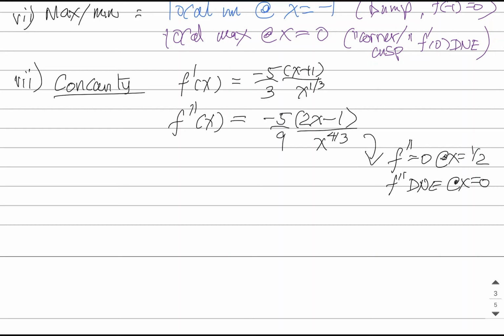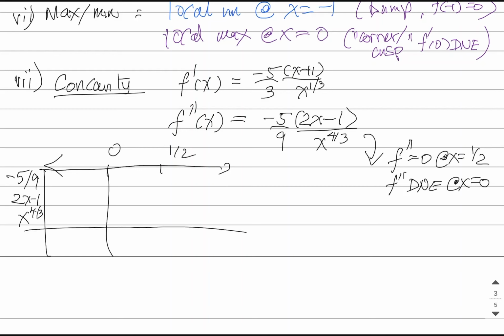Now we are going to build a sign table for the second derivative in the same way that we did for the first derivative. So we'll put in those special points in increasing order, 0 and 1/2, and then we'll list the factors of the second derivative. We'll split the number line up, and then we'll fill in the signs.